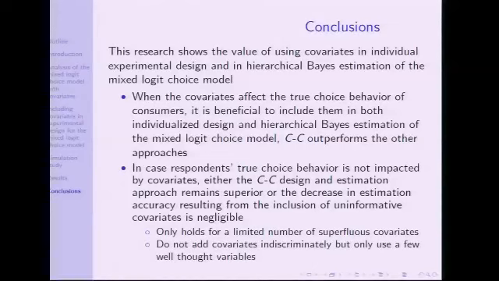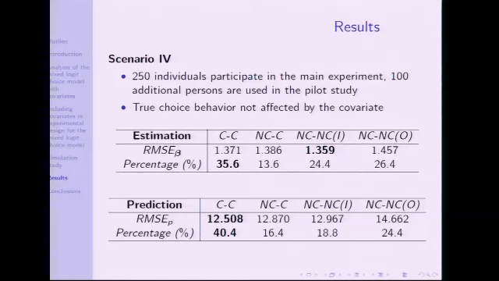We also saw that even when the two covariates do not influence the choice behavior, it was still, well, not harmful to include that information, as the CC approach was either still the best approach, or as you could see here, the decrease in estimation accuracy is actually negligible. It's not the lowest value, but it's not much higher than the value from the NCNCI approach.